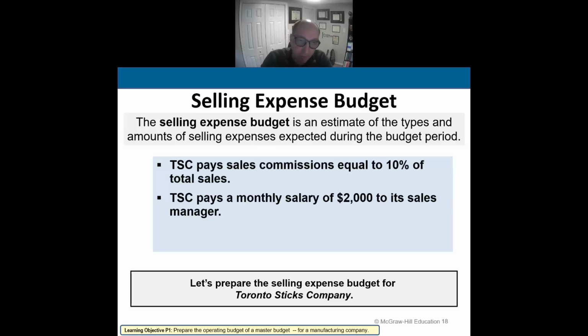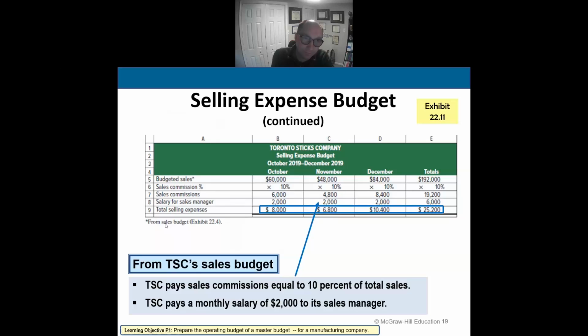And we also have sales managers that have monthly salaries. So I'll need to plan for that as well. So I'll take the $2,000 a month, which is the manager's salary, times the 12 months to get the salary budget. And I would add that to the commission budget to get the total sales budget. And here's what that would look like. So for the month of October, I expected to sell $60,000 worth of hockey sticks. 10% of that is $6,000. Manager's salary is $2,000. So commissions plus the sales manager's salary, $8,000. And then you do that for each one. That's pretty straightforward.